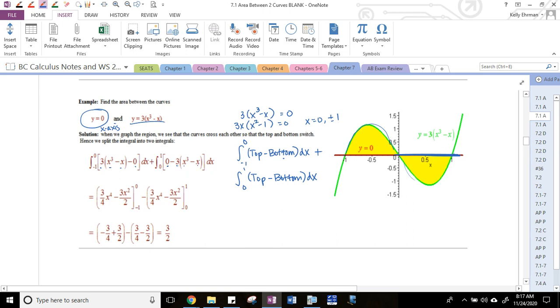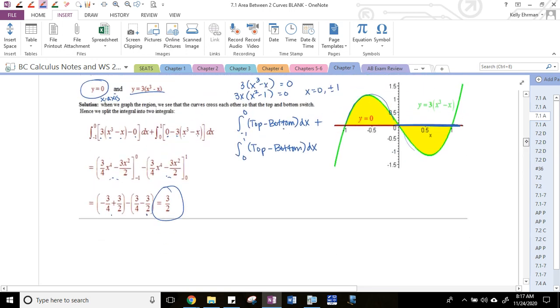So it is important to think in terms of top minus bottom. And the reason you need to know what the graph looks like is so you know which function is on top. The rest is just finding the antiderivatives, plugging in the numbers, and getting the answer.